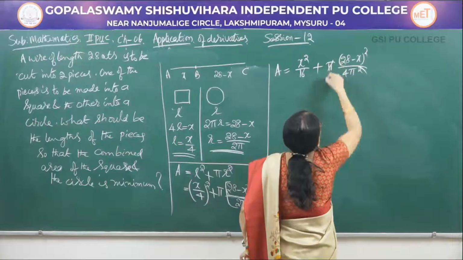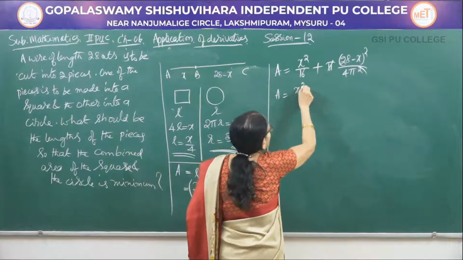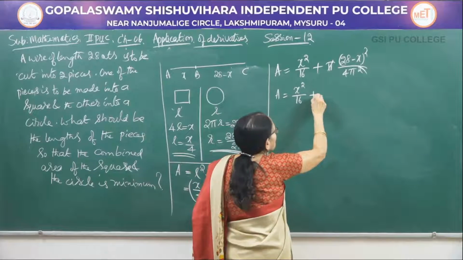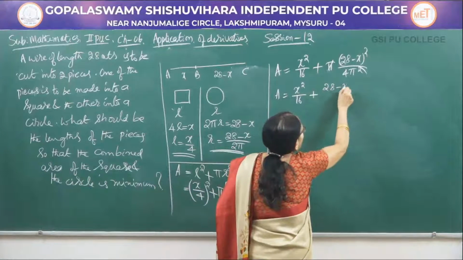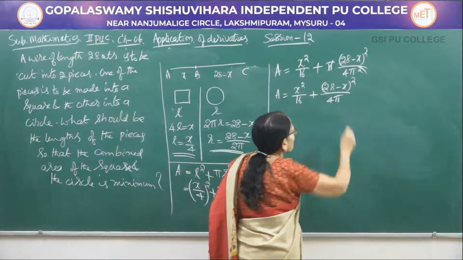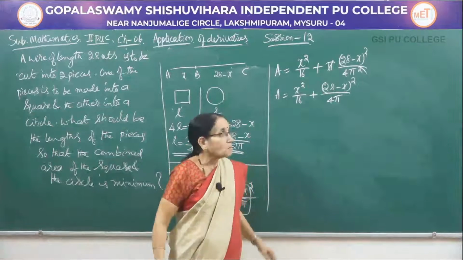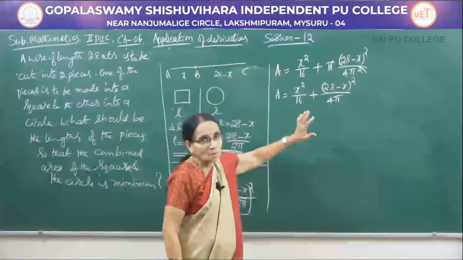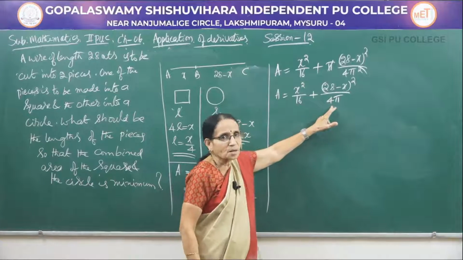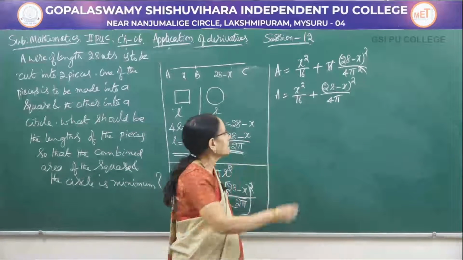So 1 pi can be cancelled. So what is remaining now? It is x square divided by 16 plus (28 minus x) the whole square divided by 4 pi. Now we have to differentiate with respect to x. Now don't treat it as a quotient because these two are constants. Differentiate only the numerator part, write the denominator as it is.